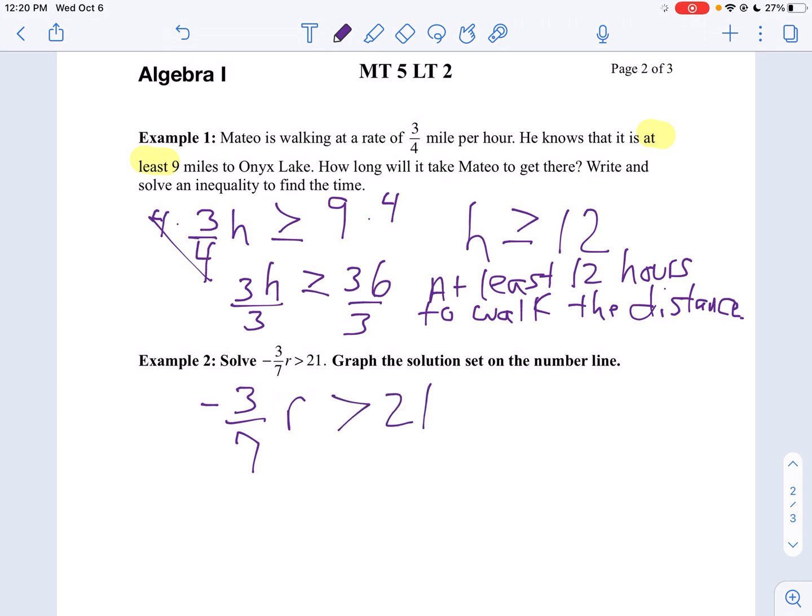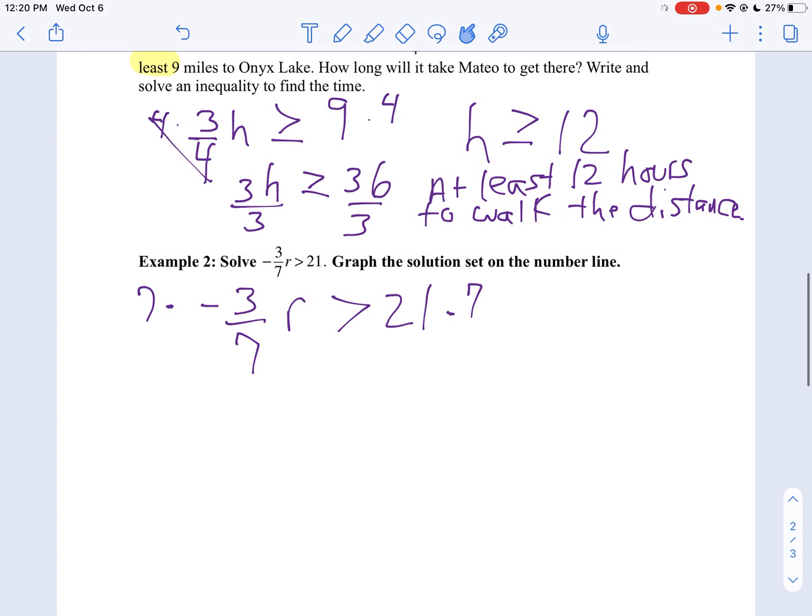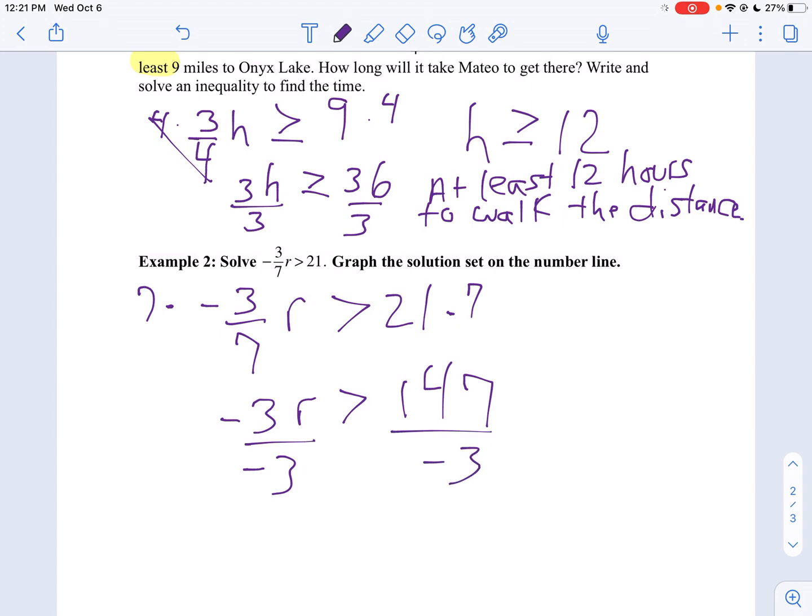Well, the opposite of dividing is multiply. I'm going to multiply both sides by 7. So then we get -3r is greater than, let me see, 7 times 21 is 147. Now we'll divide both sides by a negative. This is where you've got to be careful. When you divide both sides by a negative, before you do anything else, flip the order of your inequality. So it's going to go from greater than to less than.